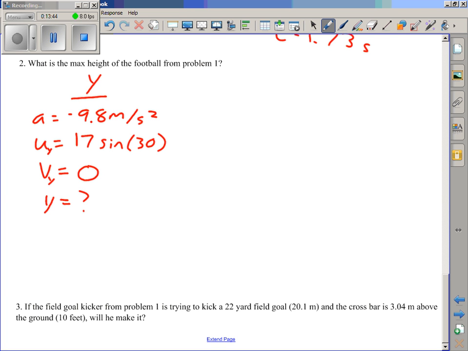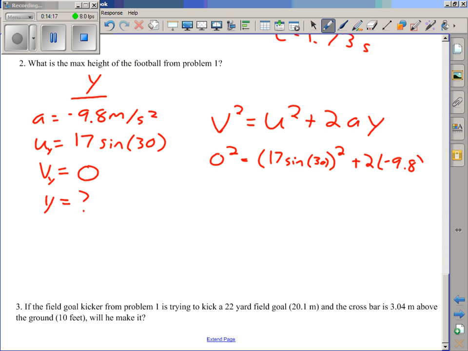What equation do you want me to use? v squared equals u squared plus 2a, and let me substitute y in for s. Okay? 0 squared equals whatever this 17 sine 30 came out to be, 8.5. That quantity squared plus 2 times negative 9.8 times y. What does y come out to be? What's the max height? 91.85. Sig figs, we only got two of them, so 92 meters.